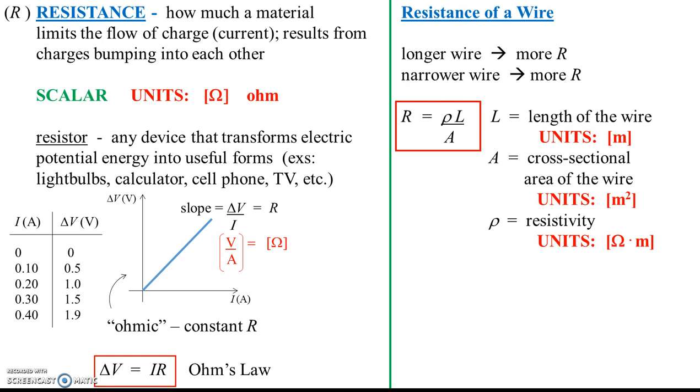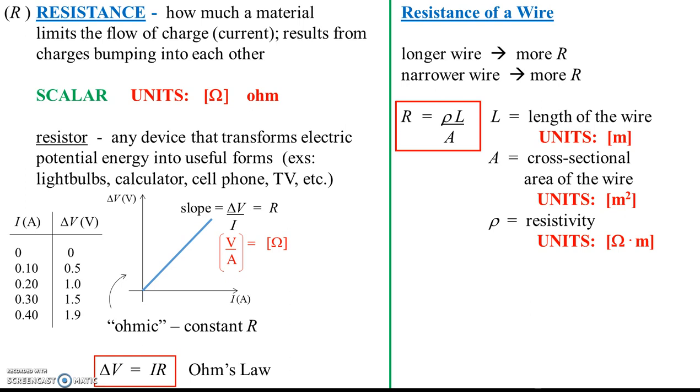Hopefully you came up with ohm meters, right? If the resistance has to be in ohms and length is in meters and area is in meters squared, then ohms times a meter is going to give the proper units for resistivity. Resistivity is also a scalar quantity. I think I forgot to put that here in the PowerPoint. Okay, so let's figure out here what sort of results we'd get by putting different materials there.